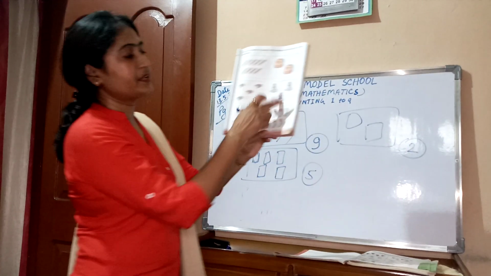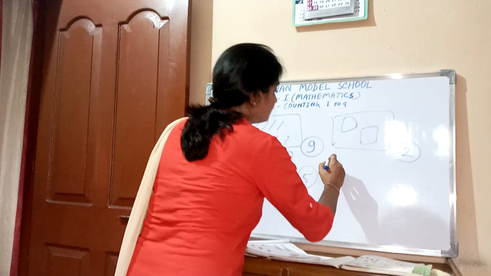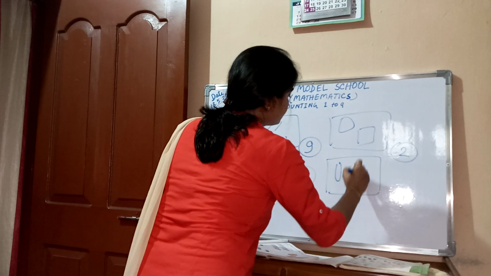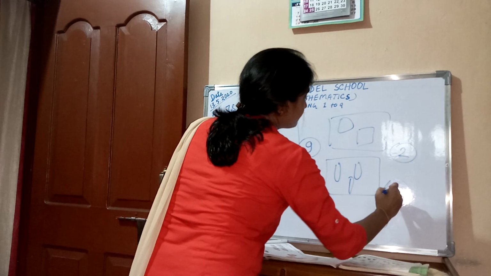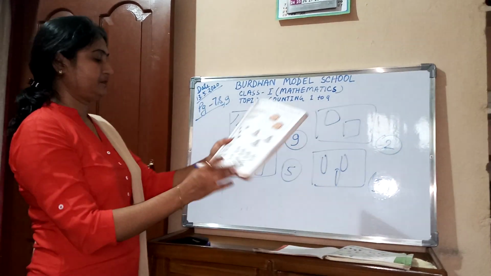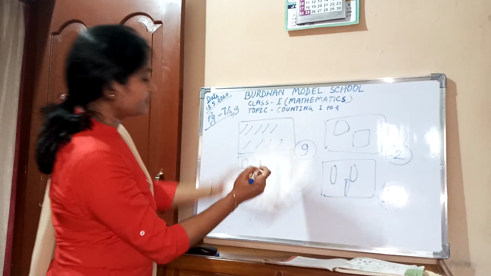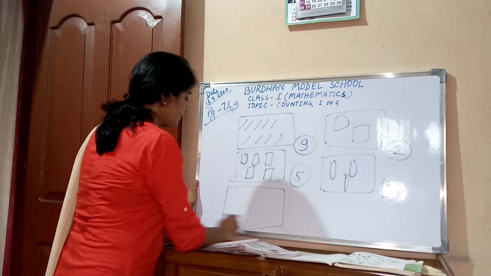And the next picture, how many water bottles? 1, 2, 3. Write down. In the next picture, 1, 2, 3, 4, 5, 6, 7. How many objects? 7.